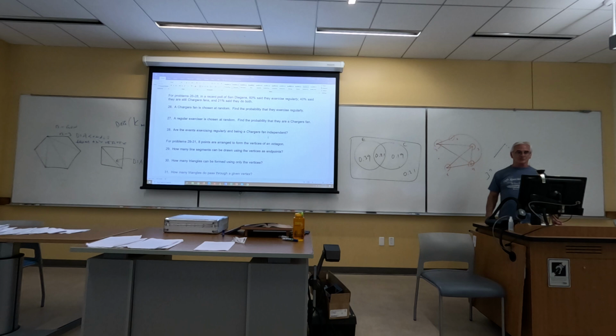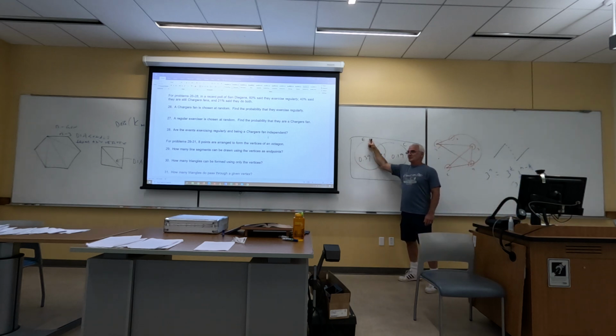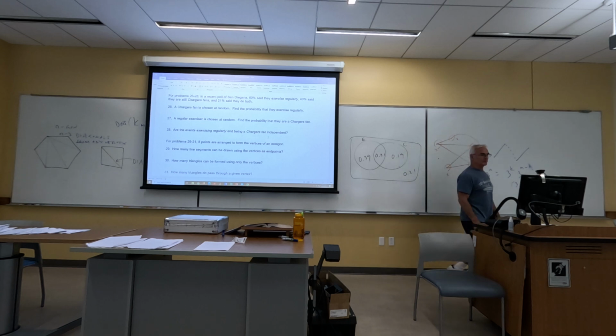Second question. A regular exerciser is chosen, exactly the same question in reverse. Now I'm choosing from this, so my answer is what? 0.21 over 0.6. Did I have to draw the picture? No, I got that right from the information given. But if I look at the picture, sometimes it's easier.